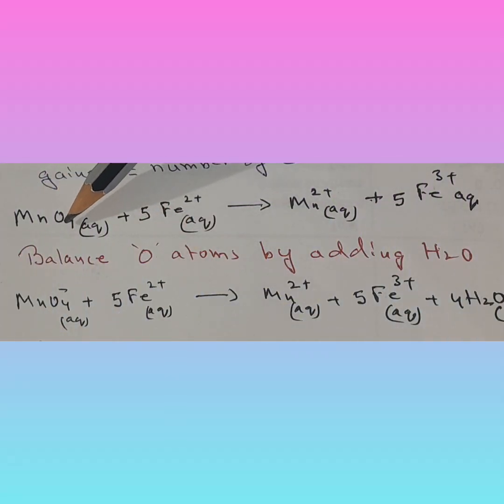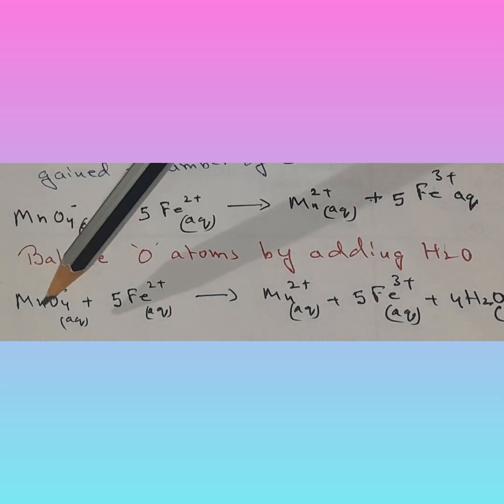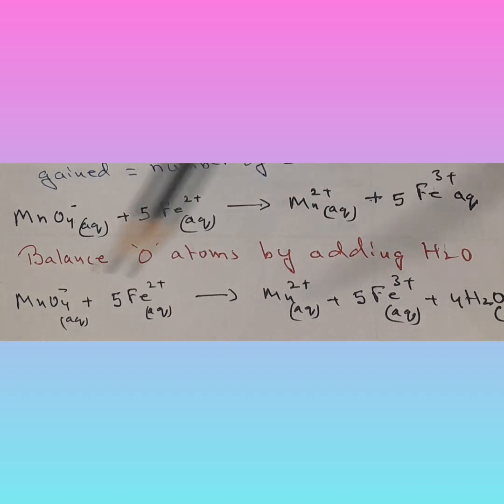We have 4 O over here, which has to be balanced by water. So we put in 4 water molecules over here. Just for clarity, we know these are all in aqueous state, so we have put in aq, whereas water itself is a liquid, so we have put in l over here. So 4 water gives 4 oxygen, and this 4 oxygen gets balanced, so oxygen is balanced.